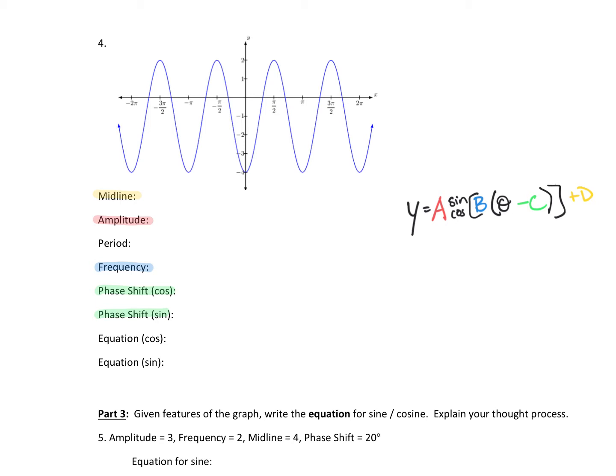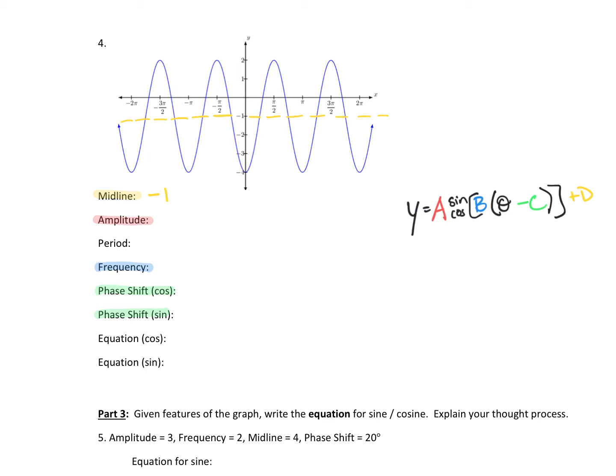So let's go through, take a look at this graph, find those features, and then we'll finally be able to write the equations. So first thing I'm going to do is try and find that midline. I see at the very top of my graph here is at 2, and the very bottom is at -4. So if I count inward from both sides in each direction, I see we meet at -1 here. So this is the horizontal line in the middle of my graph at -1. So we have a midline at -1.